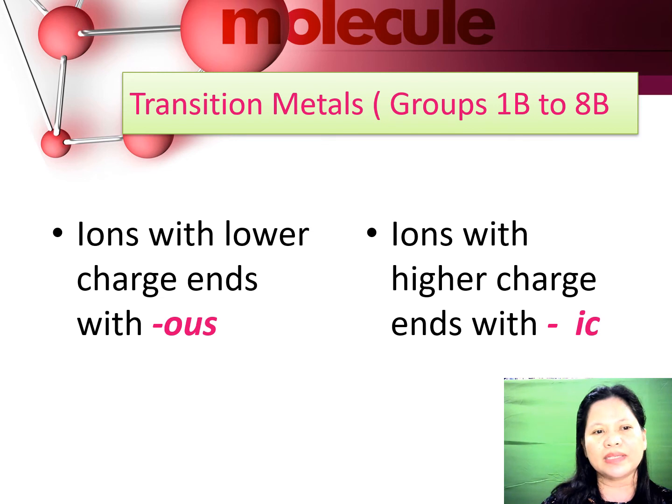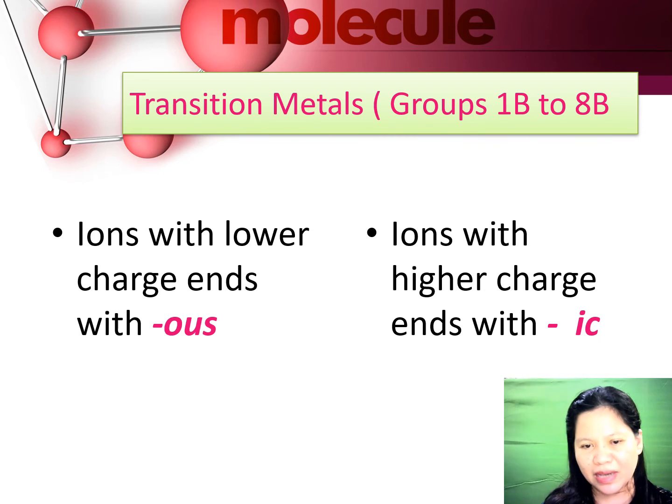Okay, another one is transition metals. That is in group 1B to 8B. So in most transition metals, there are plenty of charges. Sometimes there are 2 or more charges. So when the ion has a lower charge, it will end with OUS. If it has a higher charge, it ends with IC.